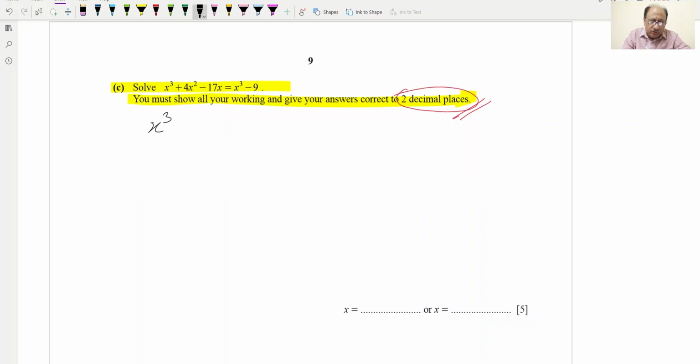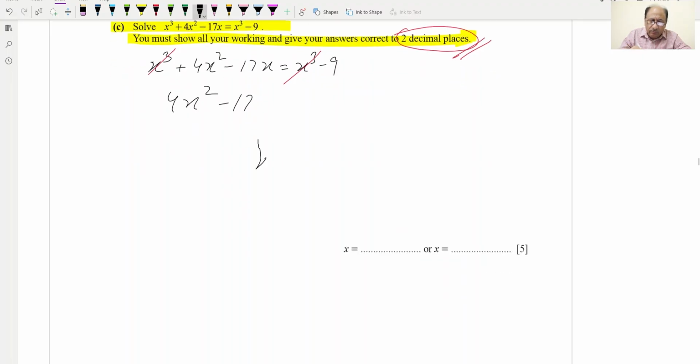So x cubed plus 4, I'm copying the question, and this is the question which we have copied, and we can cancel these two. After cancellation, we can write 4x squared minus 17x. Minus 17, sorry for that. So minus 17x and plus 9 is equal to 0. Now a is equal to 4, quadratic formula I'm going to apply, and my b is equal to minus 17 and c is equal to 9.